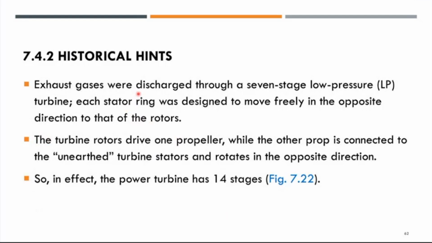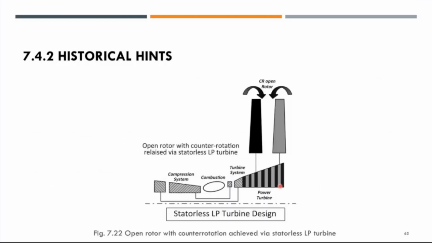Exhaust gases were discharged through a 7-stage low pressure turbine, LPT. Each stator ring was designed to move freely in the opposite direction to that of the rotors. The turbine rotors drive one propeller, while the other prop is connected to the unearthed turbine stators and rotates in the opposite direction. So in effect, the power turbine has 14 stages, quite a lot there, as shown in figure 722 over here. So open rotor with counter rotation achieved via statorless low pressure turbine.